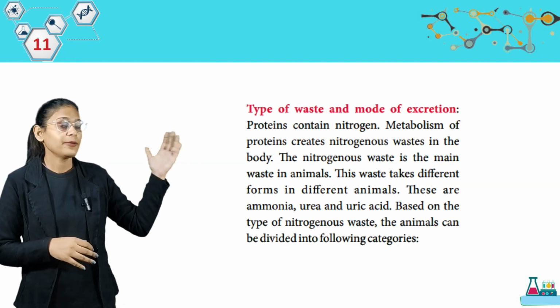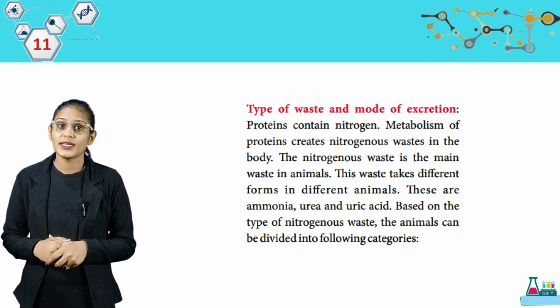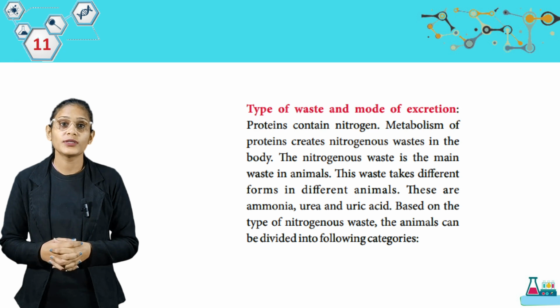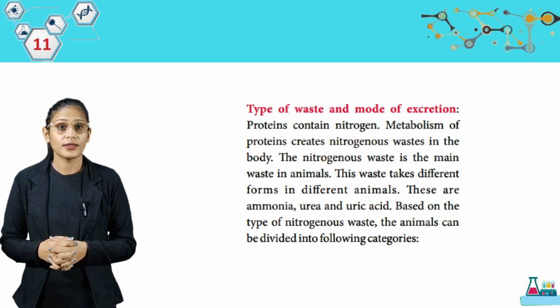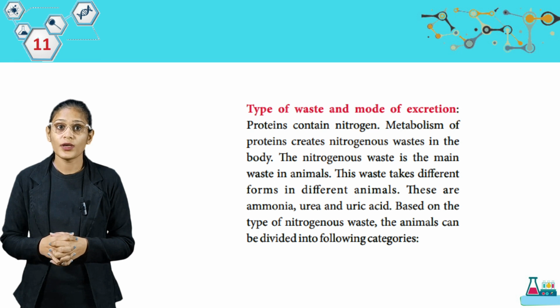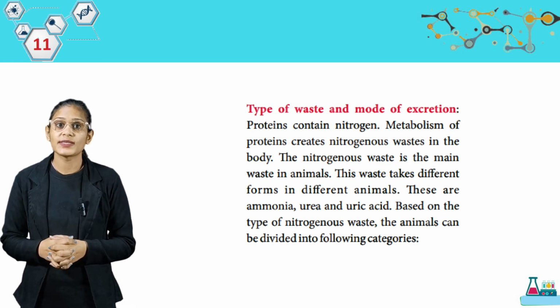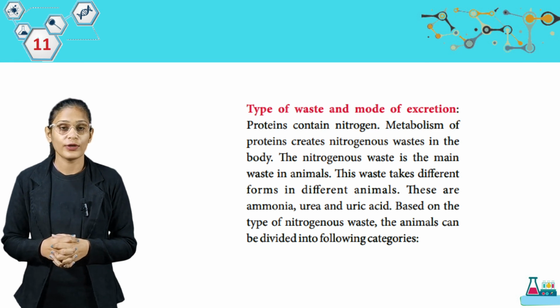Now we have types of waste and modes of excretion. Proteins contain nitrogen. Metabolism of proteins creates nitrogenous waste in the body. The nitrogenous waste is the main waste in animals. This waste takes different forms in different animals. These are ammonia, urea and uric acid.